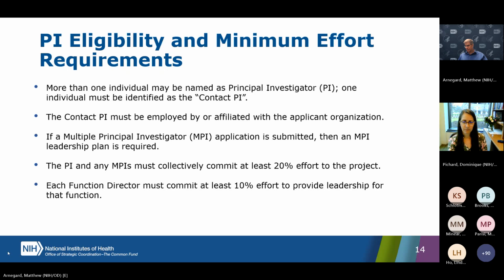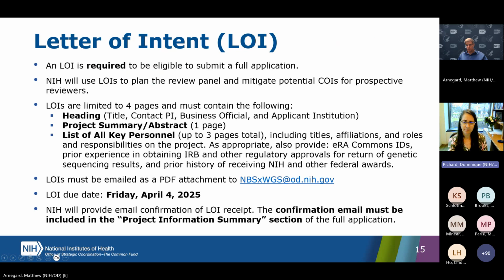Next slide, please. A letter of intent is required to be eligible to submit a full application. NIH will use LOIs to plan the review panel and mitigate potential COIs from prospective reviewers. Please note that LOIs are limited to 4 pages and must contain the information in the bullets on this slide. LOIs are due Friday, April 4th, 2025, and must be emailed as a PDF attachment to the email address that is listed on this slide.